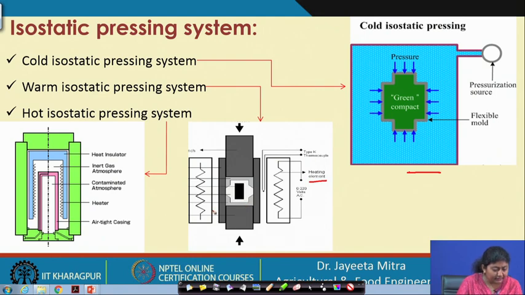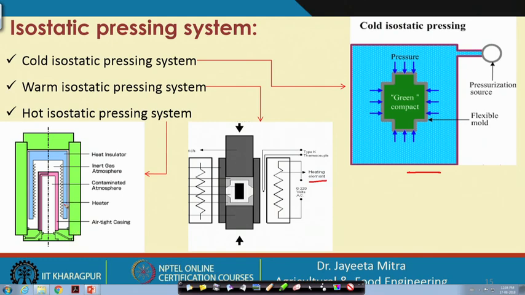The third method is the hot isostatic pressing system, where we have a heater inside, adjacent to the media, and there is a heat insulator and an inert gas atmosphere where the heater is. So, in this kind of system, with pressure we also have the effect of high temperature, but normally for food we use the cold isostatic pressing systems.